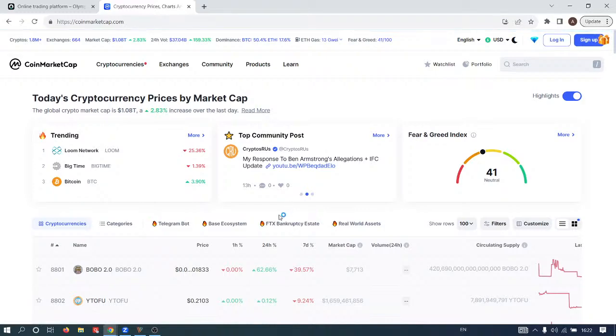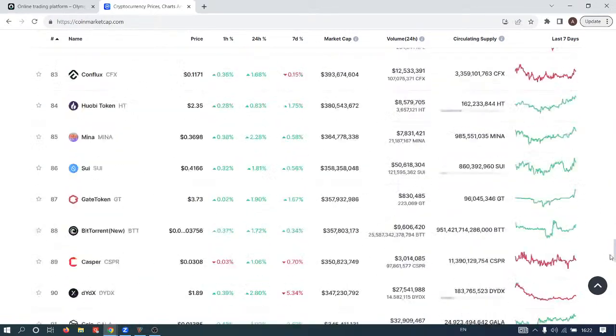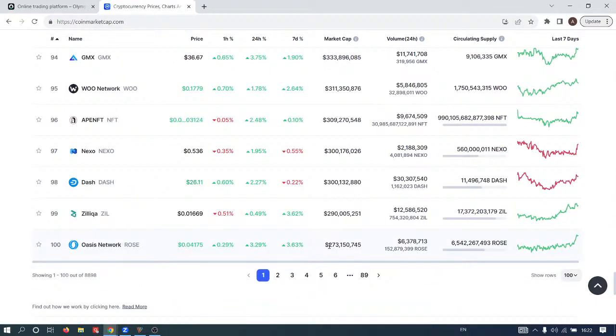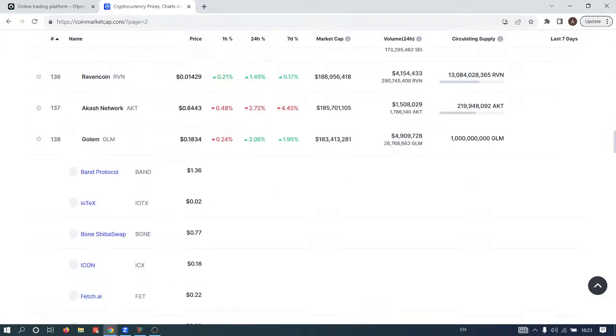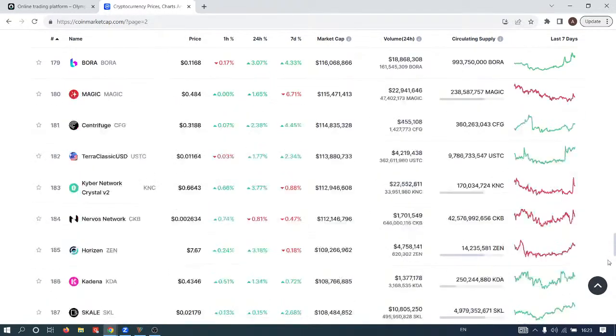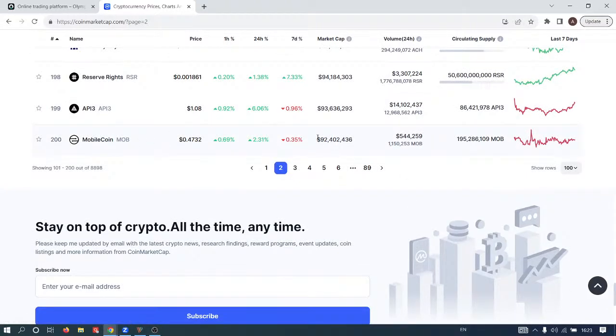But how many of them have a substantial market capitalization? If you look at Oasis, for example, that's number 100. It still has a market capitalization of almost $300 million, and that's not small, in fact. So there are at least 200 projects with a market capitalization of almost 100 million. That is huge.